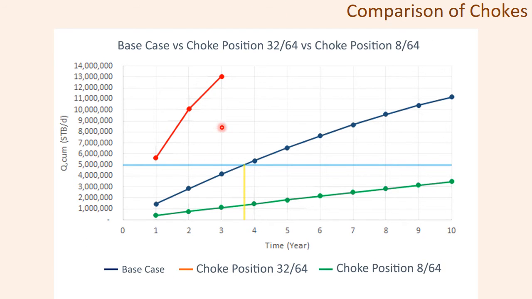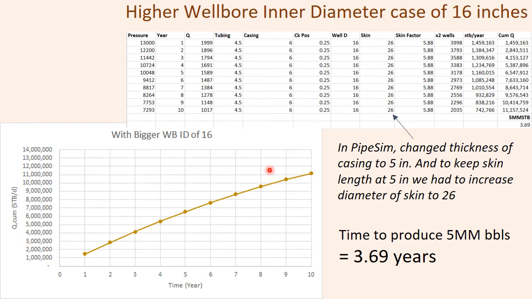On this graph, we can compare all three cases and conclude that the choke position of 3264 relieves the fastest flow rate. When it came down to comparing different wellbore inner diameters, some additional adjusting was required. The thicknesses of the wall had to be modified to fit the pipe stem model.